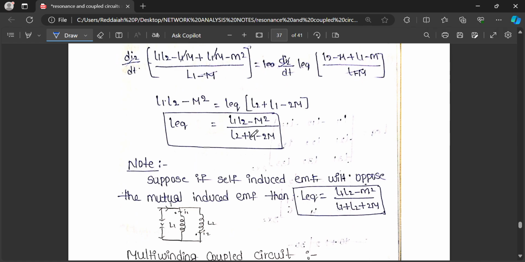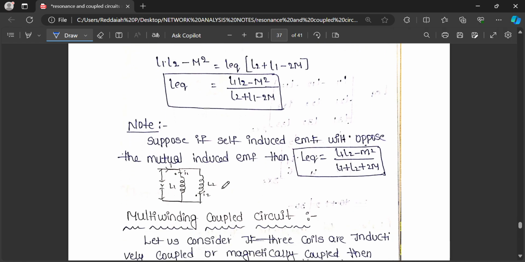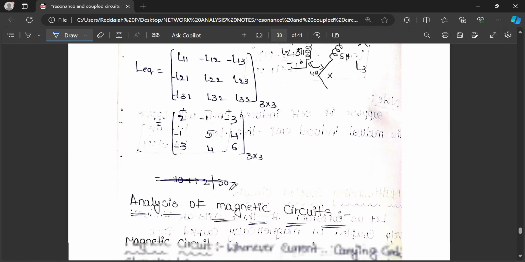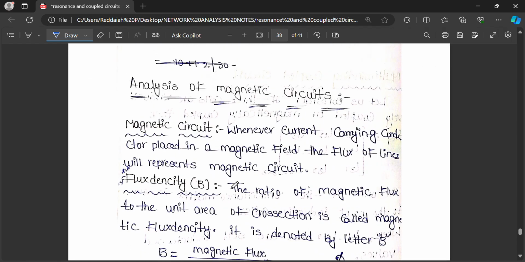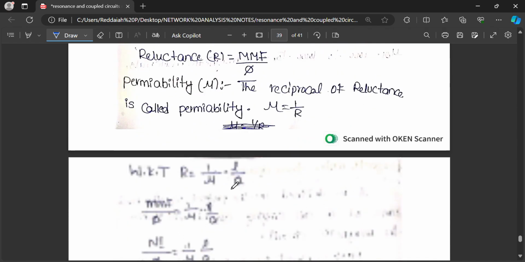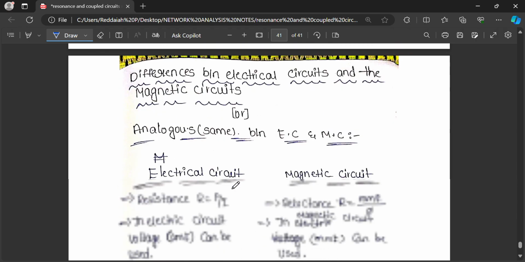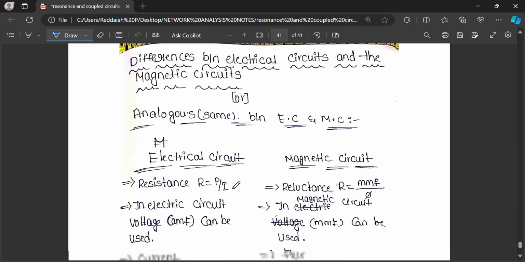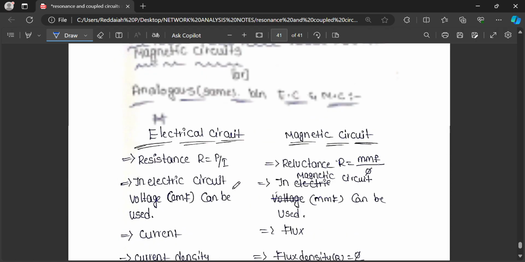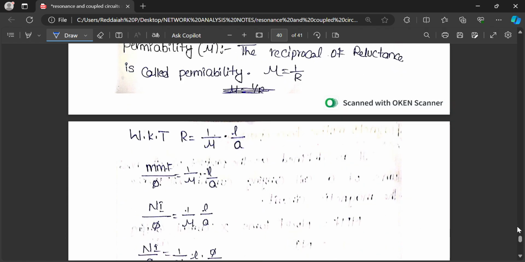L equivalent is L1 L2 minus M square divided by L1 plus L2 minus 2M. That is L equivalent when two coils are connected in parallel. Similarly, analysis of magnetic circuits, we will see later: reluctance and differences between electrical circuit and magnetic circuits. That is the end of the chapter.